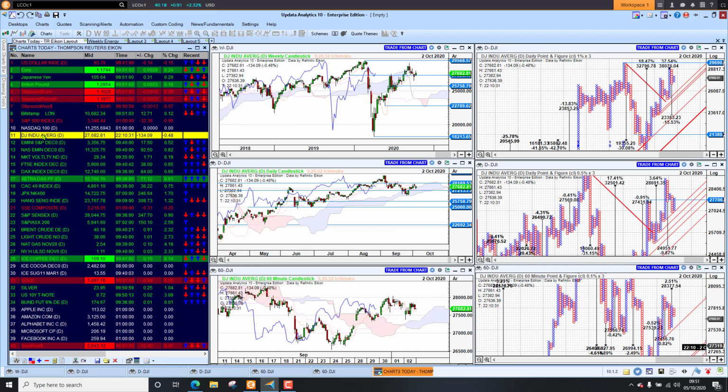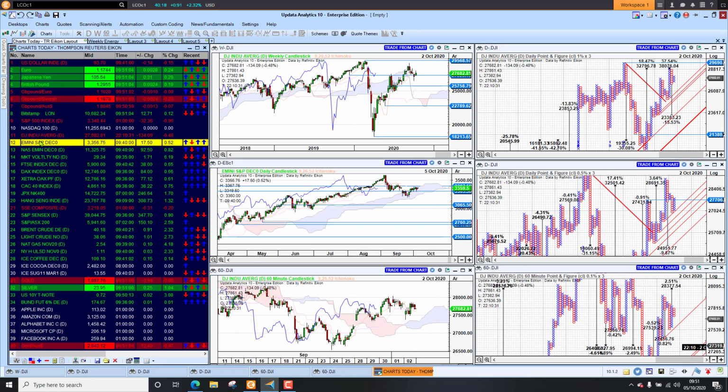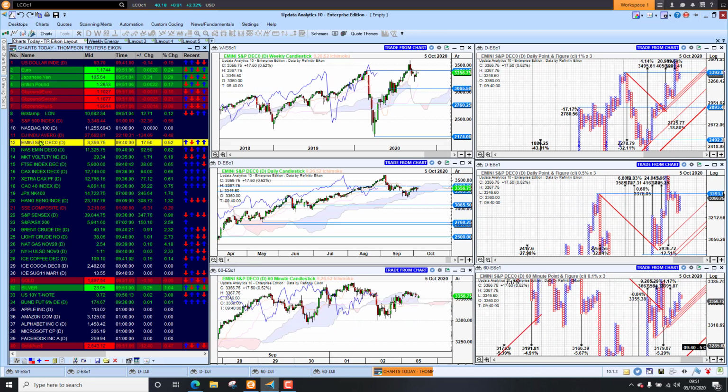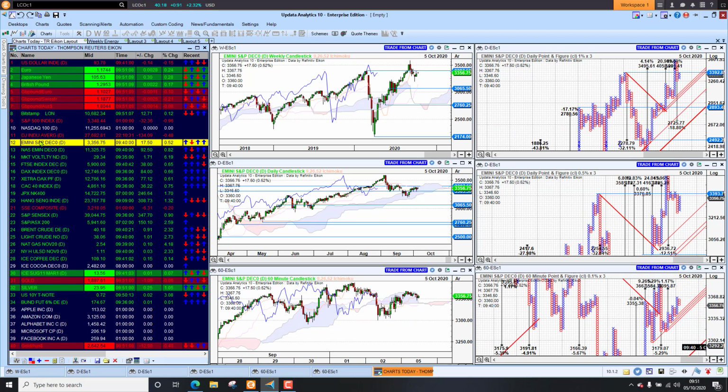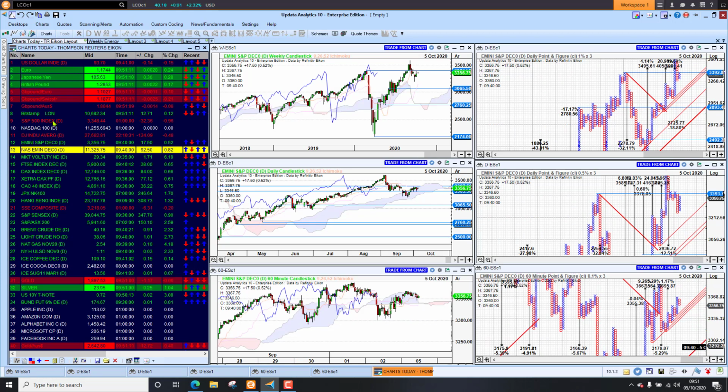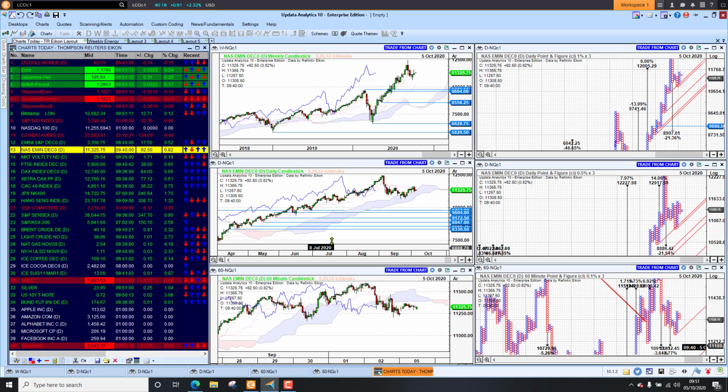The Dow was down 0.5%, and looking at the futures this morning in London, we're up 0.5% on the S&P future and up 0.8% on the Nasdaq future. So it looks like the US market will open higher.